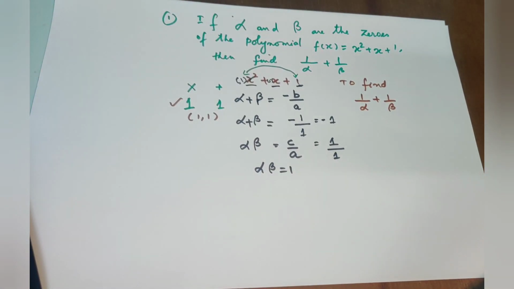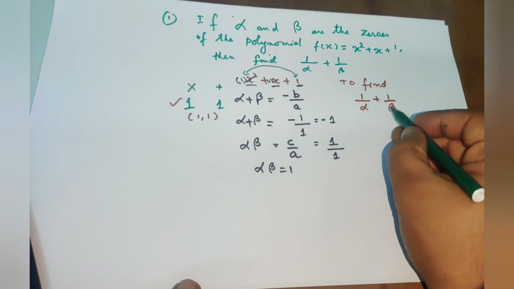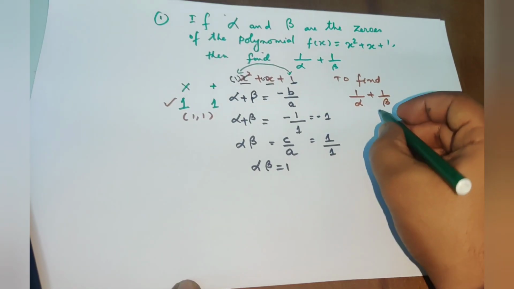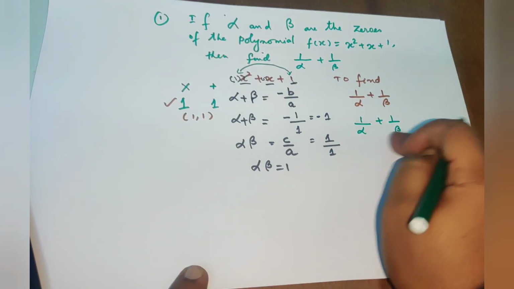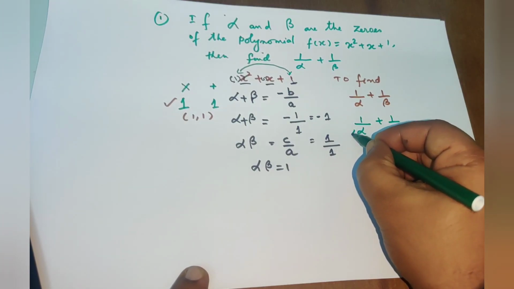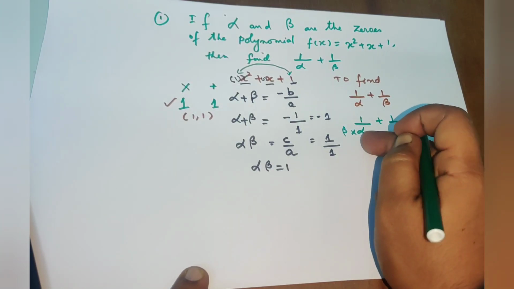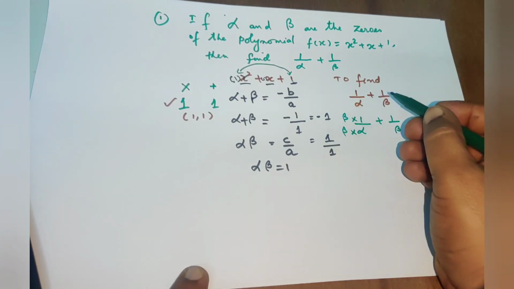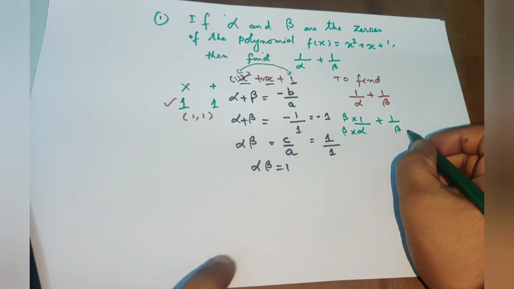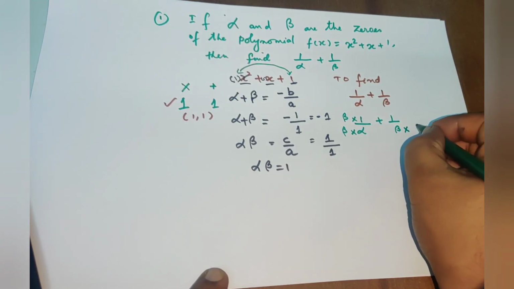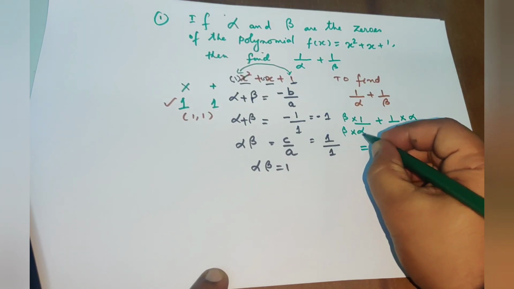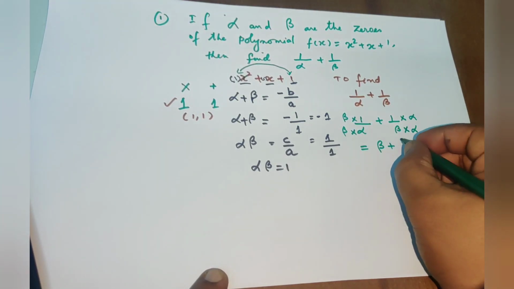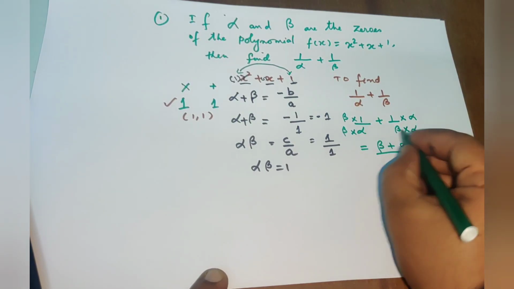Now we come to the question. Again we need to solve 1 by alpha plus 1 by beta. What is the LCM of alpha and beta? Alpha into beta is the LCM. In the LCM we need alpha beta, but here only alpha is there, so we need to get beta in the denominator, which is why I am multiplying the denominator and the numerator by beta. Similarly here, only beta is available, and we need alpha beta as the LCM, so I am multiplying the denominator and the numerator by alpha, which is equal to beta into 1 plus alpha into 1 divided by the common LCM, alpha beta.